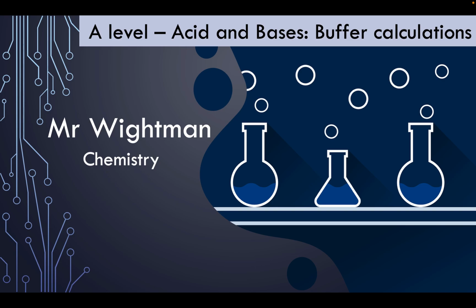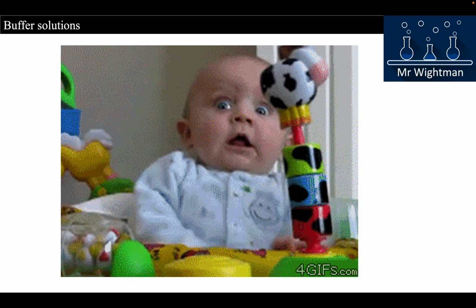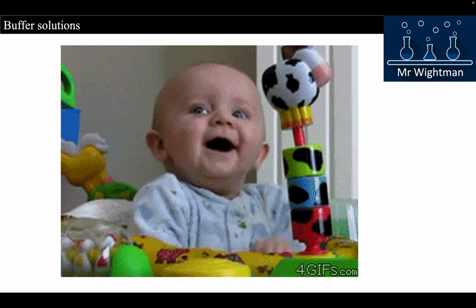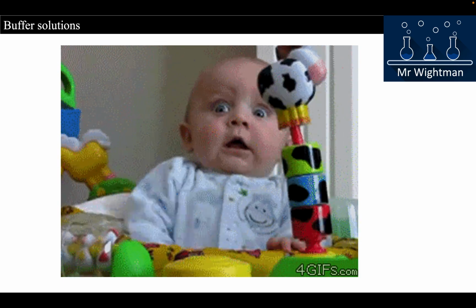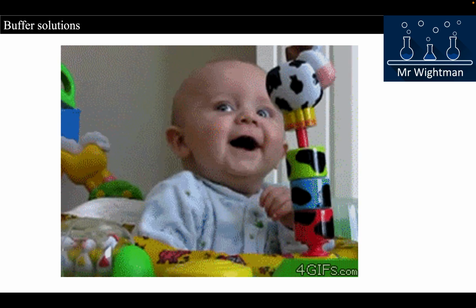In this session I'll be going through some buffer calculations. In another session I do explain the qualitative approach of buffer action, and so if you are anything like this baby, there is nothing to fear, because buffer calculations should actually be a nice set of marks to obtain. You just have to think through it logically.